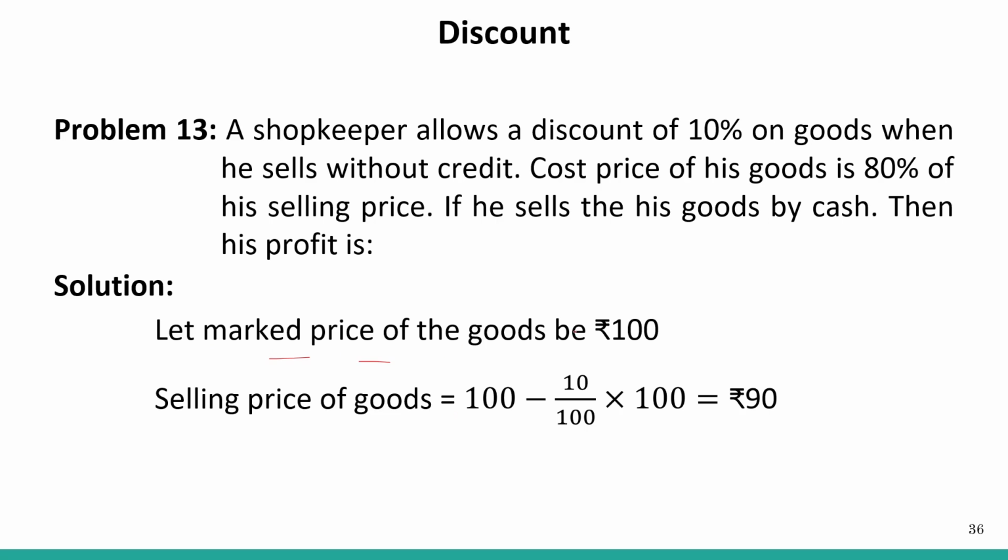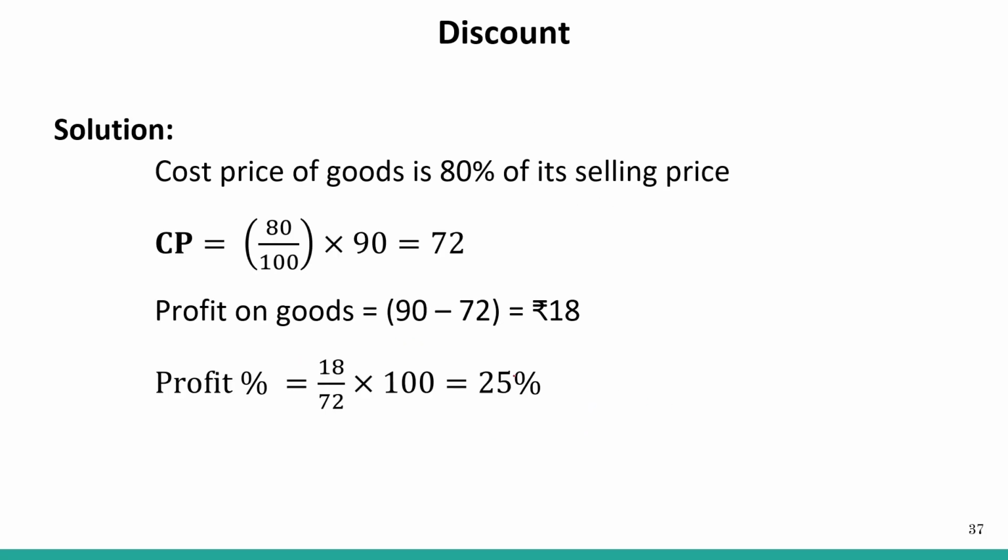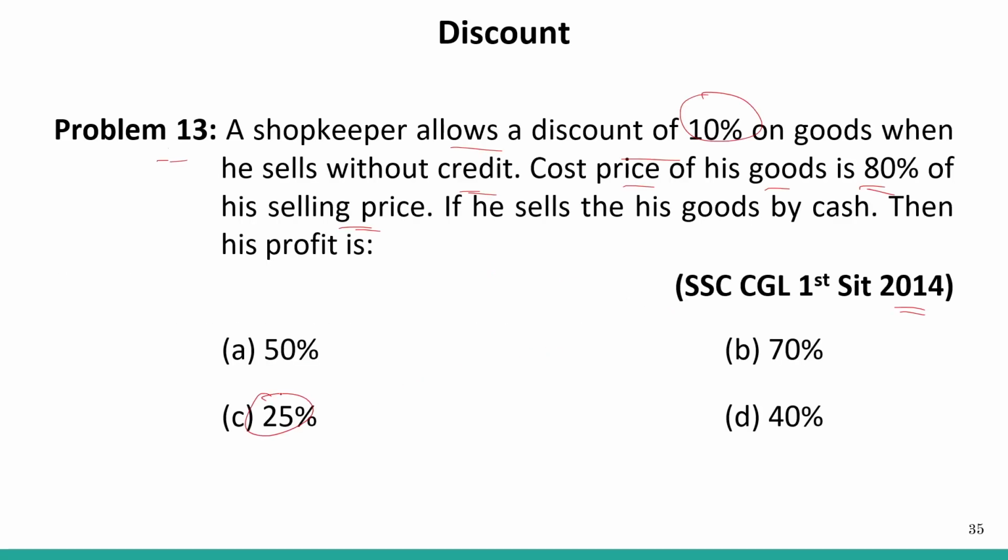So let the marked price of the goods be 100 rupees. So selling price of the goods will be what? (100 minus 10) by 100 into 100. So this is nothing but 90. So cost price would be what? It will be 72. How? 80 by 100 into 90. So profit on goods will be 90 minus 72, which is equal to 18 rupees. So profit percentage is equal to what? Profit amount by cost price into 100. So cost price is 72, profit amount is 18. So it will be 25%. So 25% is the correct answer here.